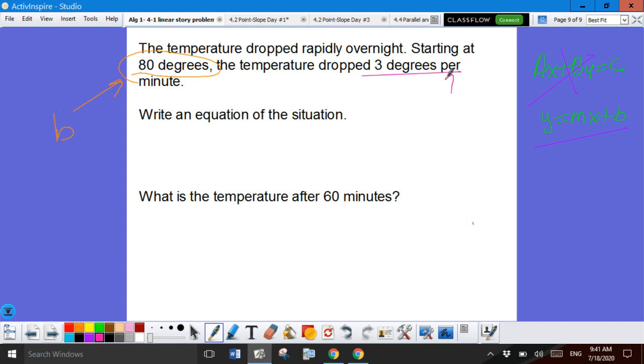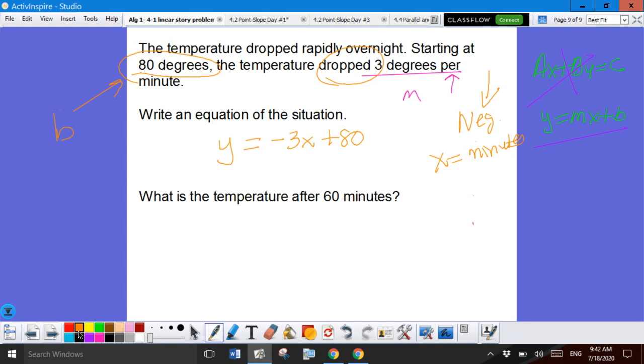And I see per, that's the magic word. So that tells me an m. But I think this word is probably pretty important. If something is dropping, that means it's going down. So that is negative. So my equation is y equals negative 3x plus 80, where x is the minutes. It tells us what it drops per minute.